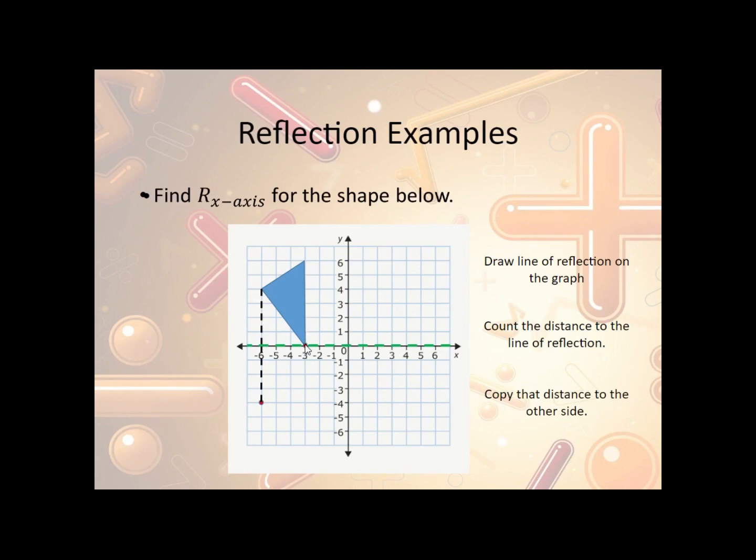So we just leave the point there. Then this one is 1, 2, 3, 4, 5, 6 away. So we go 1, 2, 3, 4, 5, 6 away on this side and draw in our triangle.